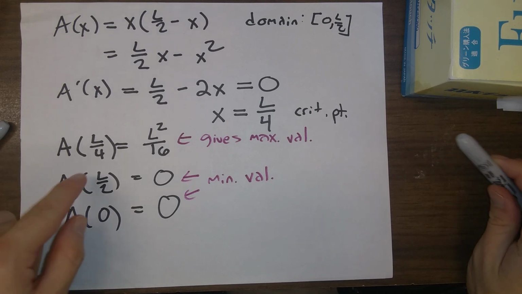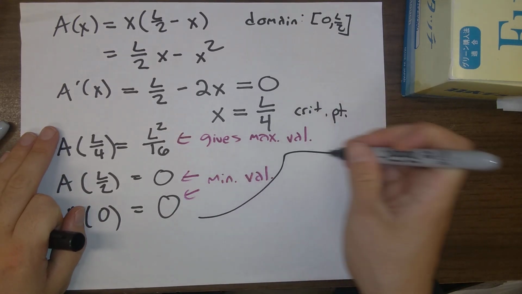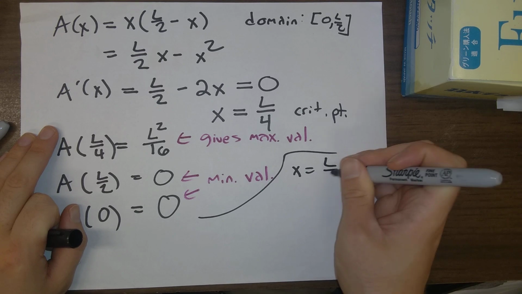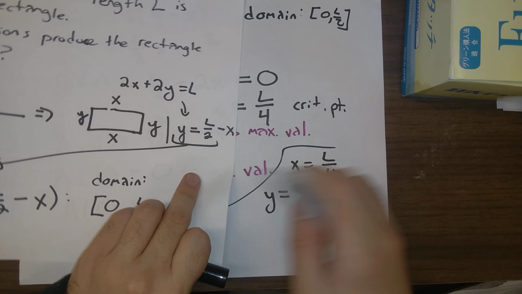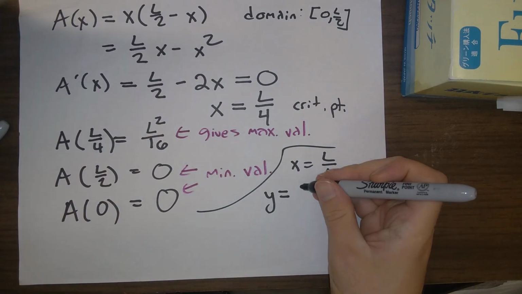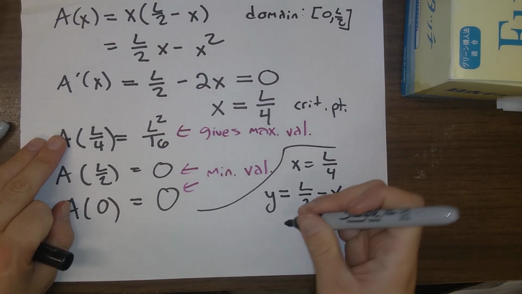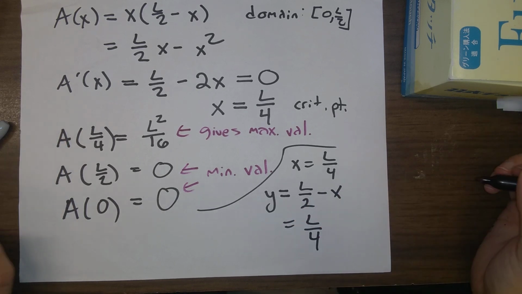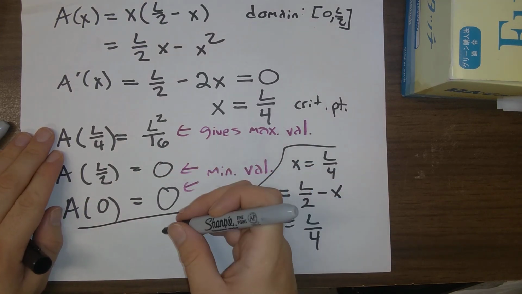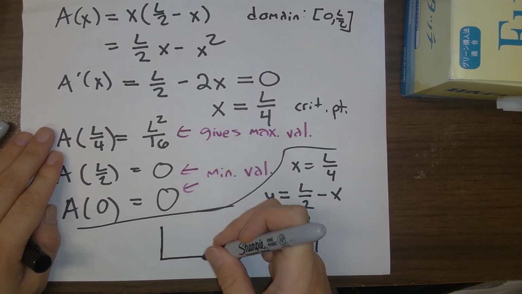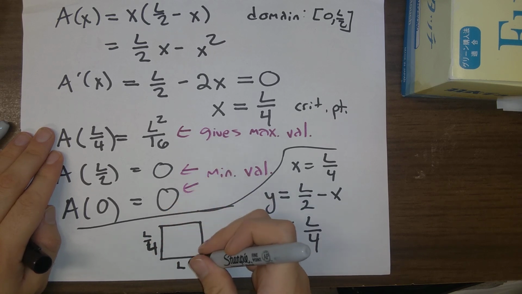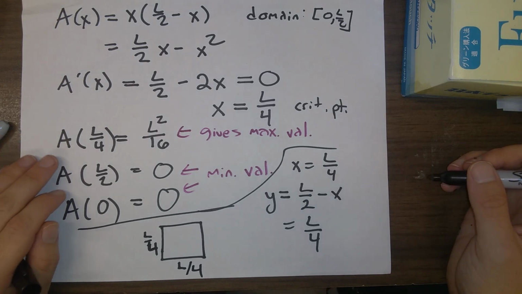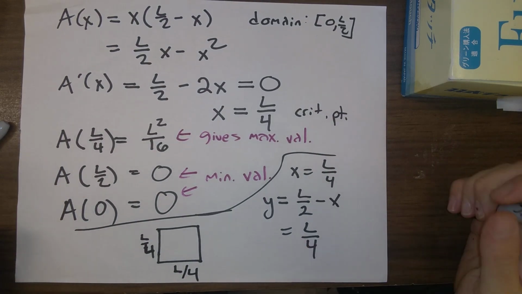And I'll just point out here, for the maximum value case, if x is equal to L over 4, remember what y is? y is L over 2 minus x. And y is also L over 4. So what is our best case? How to make our rectangle as big as possible? Make it a perfect square, where all 4 of the sides are L over 4. That will make the area of our rectangle as big as possible.